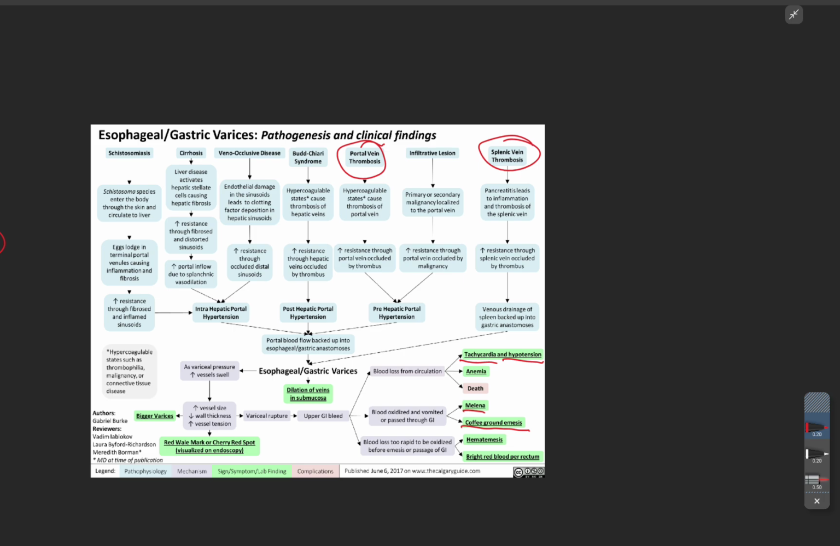Tachypnea, rapid, shallow breathing, is another compensatory response. Altered mental status, confusion, anxiety, or lethargy can be early signs of reduced cerebral perfusion. Skin changes: pale, cool, and clammy skin due to peripheral vasoconstriction. Hypotension, a drop in blood pressure, is a late sign of significant blood loss.